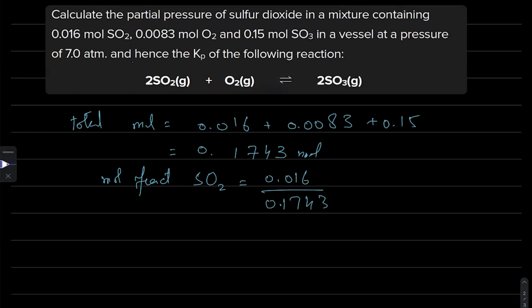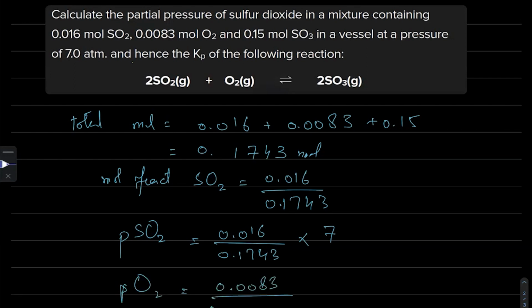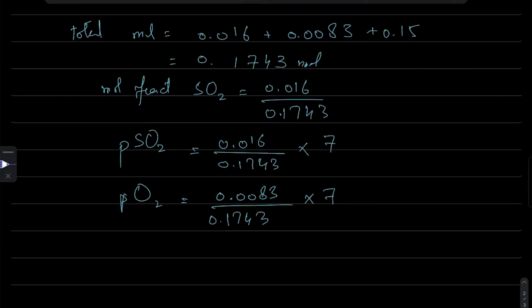What is the partial pressure? The pressure of sulfur dioxide is going to be this mole fraction, 0.016 over 0.1743, multiplied by the total pressure, which is 7, and that's it. For the pressure of oxygen, oxygen is 0.0083 divided by the total moles, this is the mole fraction, multiplied by 7. Same for sulfur trioxide: I have 0.15 over 0.1743 times 7, and that gives me the partial pressure.